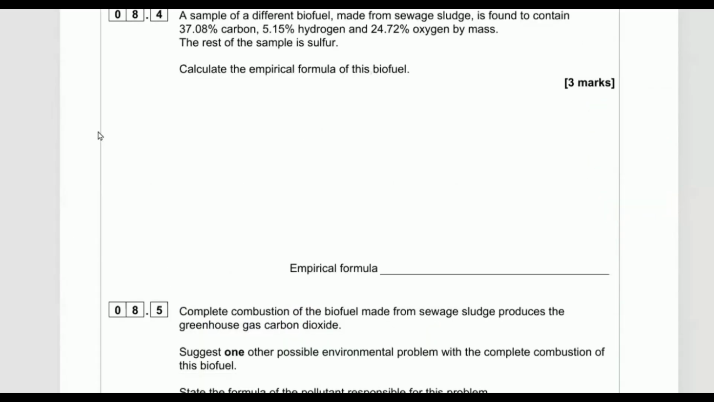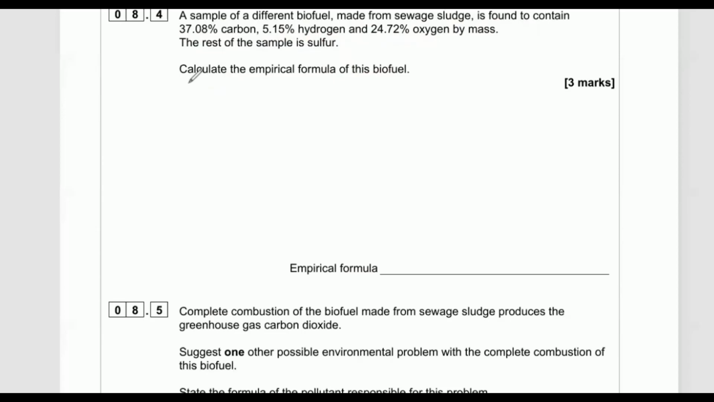Now the next one is 8.4. A sample of a different biofuel made from sewage sludge is found to contain 37.08% carbon, 5.15% hydrogen, 24.72% oxygen by mass. The rest of the sample is sulfur. Calculate the empirical formula.